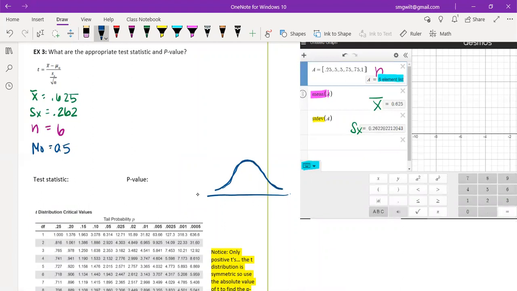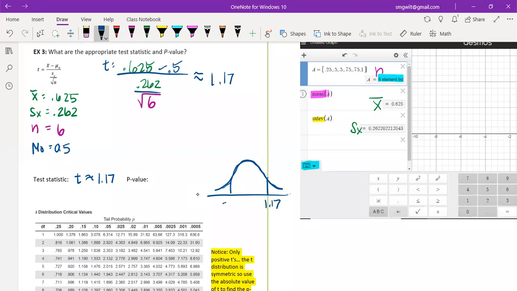What we have to do now is plug these values into the formula for T. So T is going to be equal to 0.625 minus 0.5, divided by 0.262 over the square root of 6. You want to plug those into the calculator. You can just type it straight into Desmos, using division to make a fraction, or they have a fraction button in there. Doing this, we get a value for T of about 1.17. So that's our test statistic. T is about 1.17. Remember that we talked about this being a differs situation.